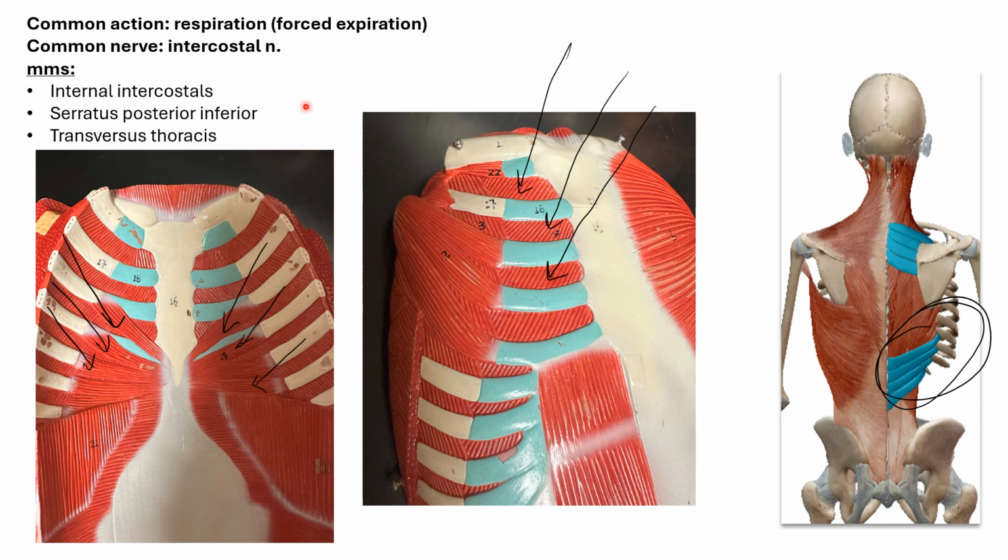So the 3 muscles that do this are the internal intercostals, seen here in between the ribs. We have serratus posterior inferior, and then we have the transversus thoracis, which we call our jazz hands muscle on the back of the chest plate. These 3 muscles are also innervated by the intercostal nerve, but they work to do forced expiration.